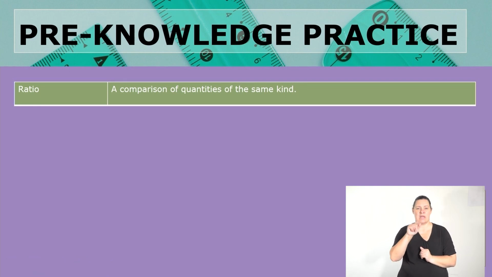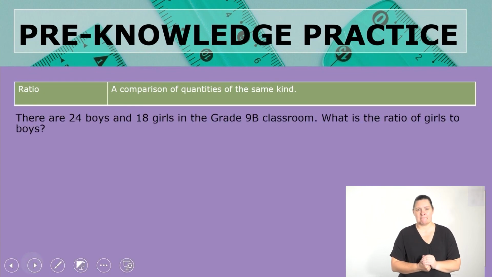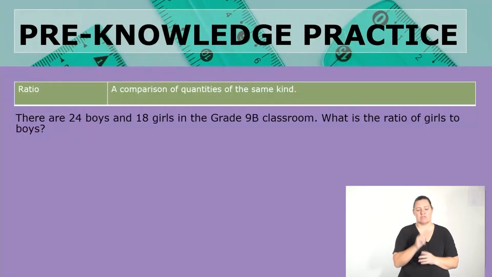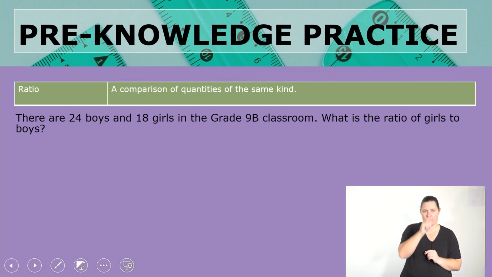Ratio. Remember what ratio means. It's a comparison of quantities of the same kind. We are now comparing learners to learners. So it means we can find the ratio of this. Let's read the statement there. It says, there are 24 boys and 18 girls in the grade 9B classroom. What is the ratio of girls to boys?